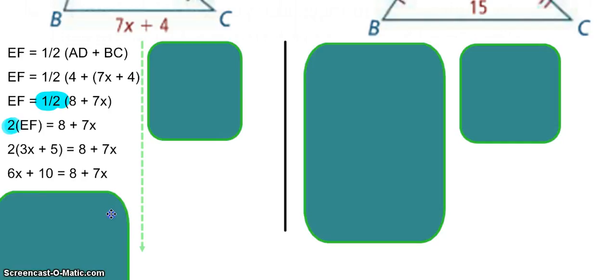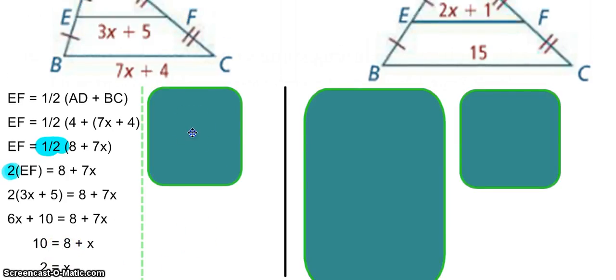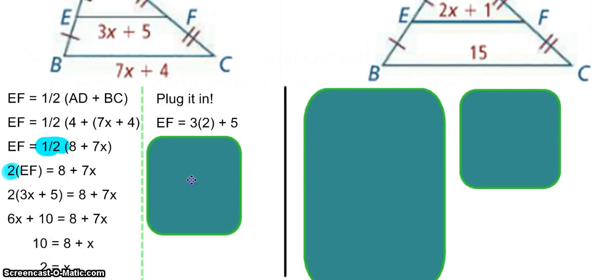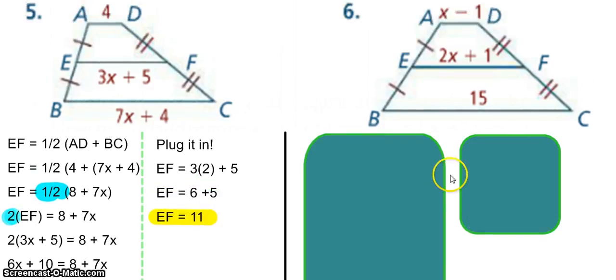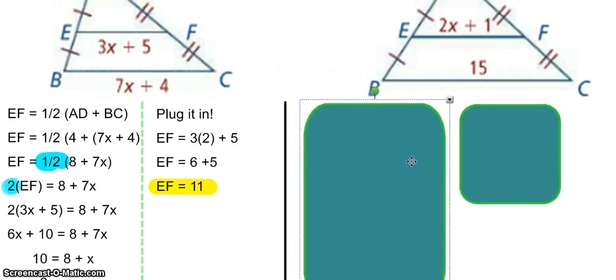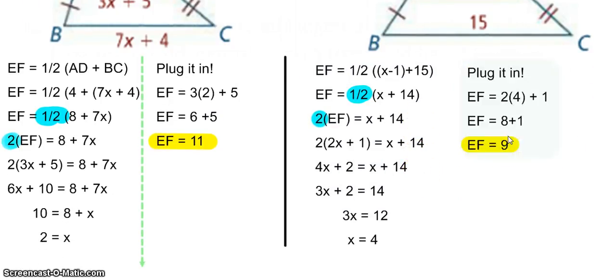I get 6x plus 10 is equal to 8 plus 7x. I then subtract 6x from both sides. I subtract 8 from both sides, and I get that x is equal to 2. Once I have my x value, I need to plug it in. So EF is equal to 3 times 2 plus 5, and we find out that EF is equal to 11. In 6, I do the same process here, so I'm just going to let you look through the process. I find my x value and I plug it in to find the value of EF as 9.